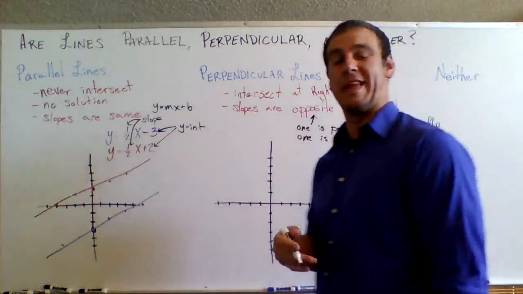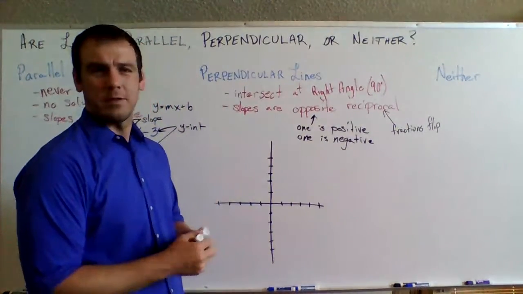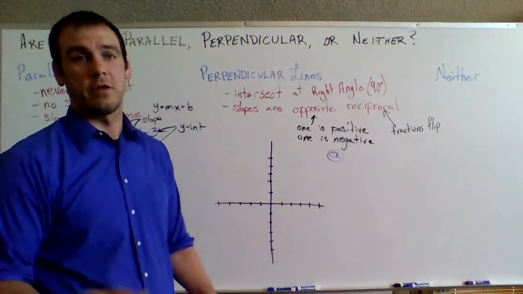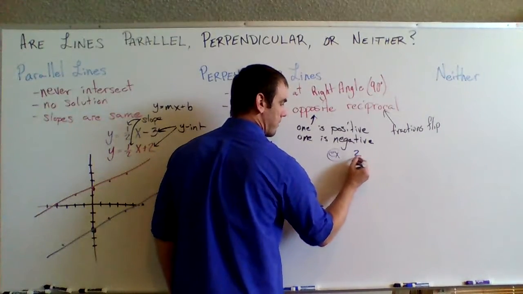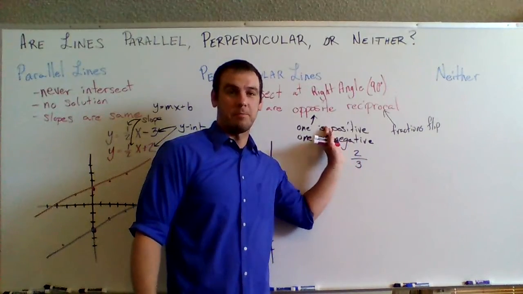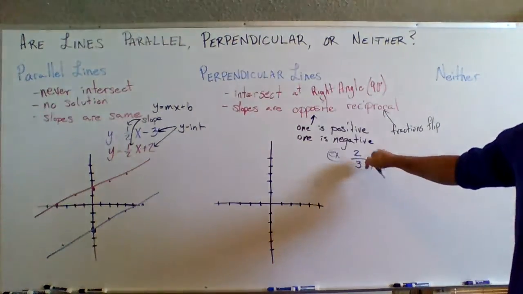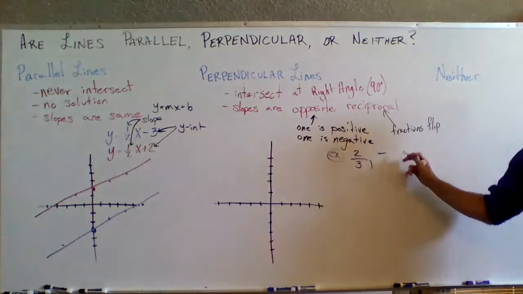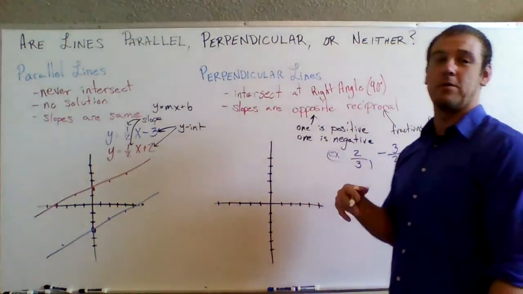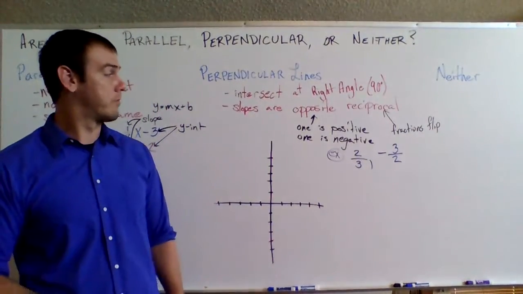We'll look at a couple of examples of opposite reciprocals for our slopes. We start off with 2 over 3. This number is positive, so its opposite reciprocal needs to be negative. We just flip these two numbers and it becomes negative 3 over 2. If these were the slopes of two different lines, we would know those two lines are perpendicular to each other because they're opposite reciprocals for slopes.